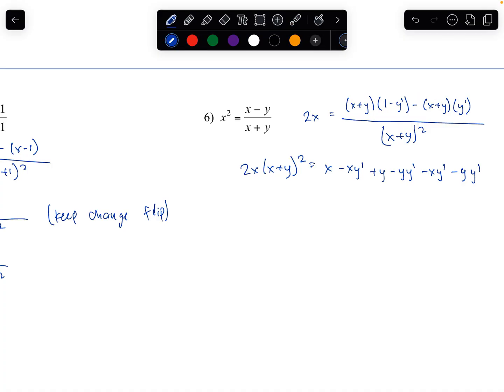So can anything cancel? So we have x, negative x, y prime. No, I don't think so. So we have 2x and then x plus y squared equal to, well, I'm going to move this over here. So minus x, and then, let's see, that's a y prime, we got a y prime, got a y prime. So everything else is going to go. So minus y, oh wait, there's another y prime right there.